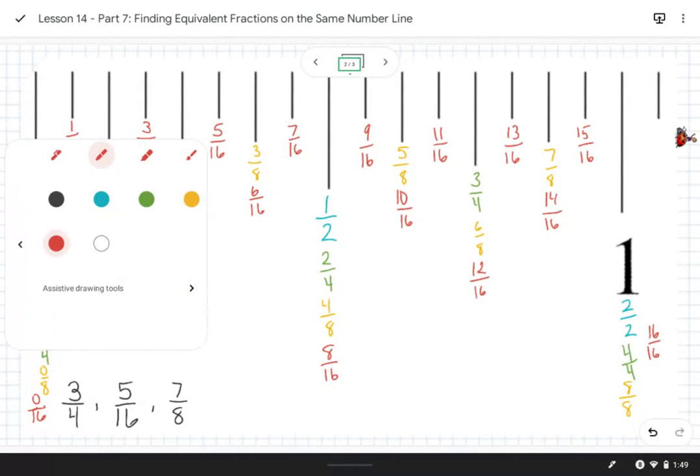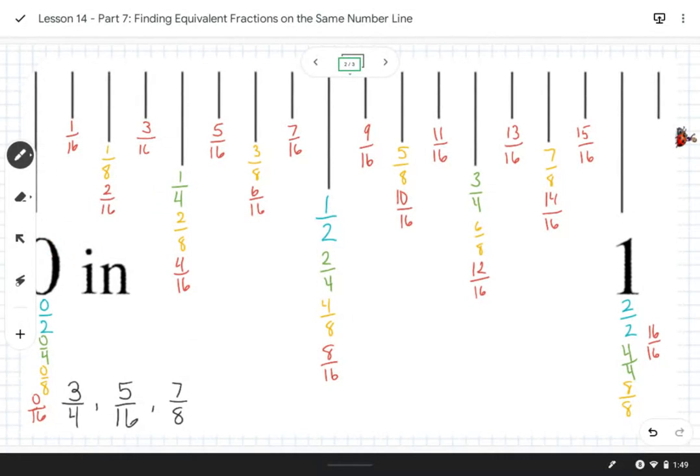All right. Any colors I haven't used yet? No, I think I've used all the colors. So let's go ahead and just use black. Okay. So 3/4, let's see if we look for 3. Oh, there's 3/4 right here. You see it over there? 5/16 is, let's see here, right here. And 7/8 is right here. So now the number line has put these fractions in order for us.